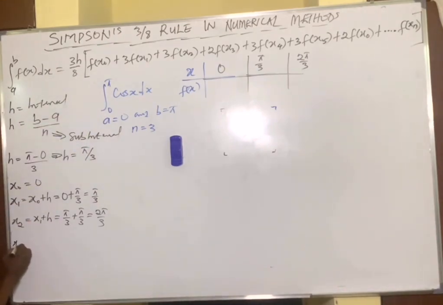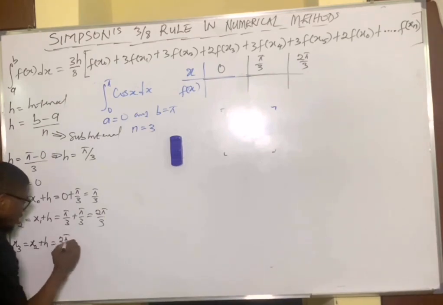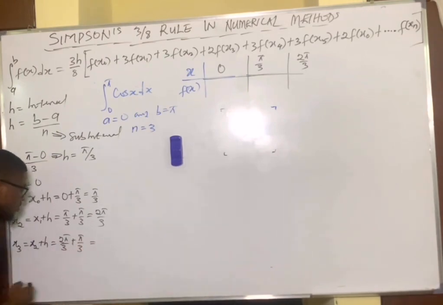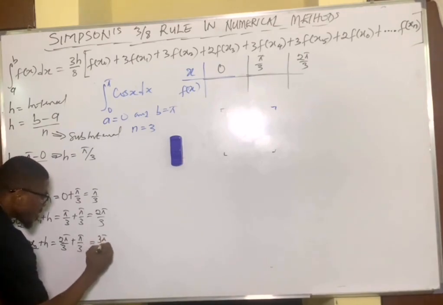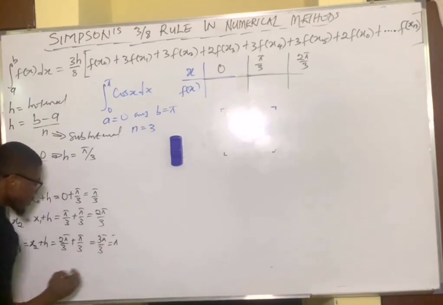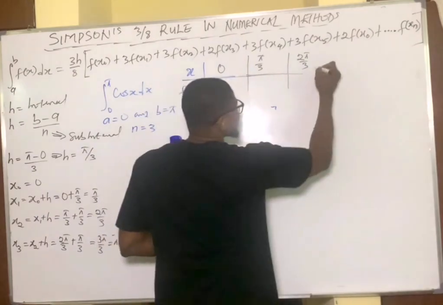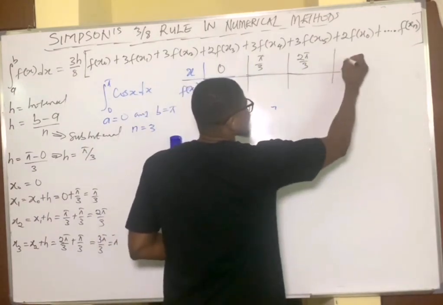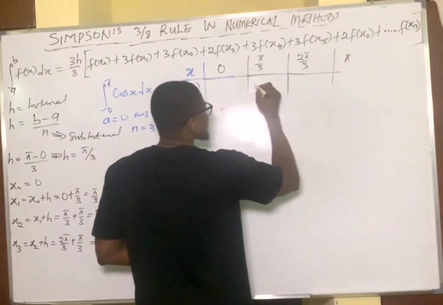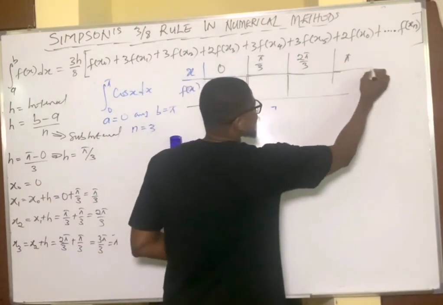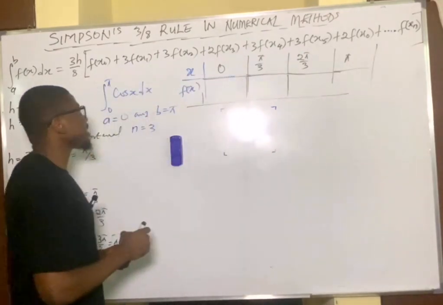Next, we find x3. x3 is now going to be x2 plus h. This is equal to x2, 2 pi all over 3, plus h, pi all over 3. And this is going to give us 3 pi all over 3, which is actually pi. So it means we've gotten to the last limit. The last is simply pi. What we need to do now is to find the value of the function at each of these points. Since we've gotten to the upper limit, pi, we now stop.